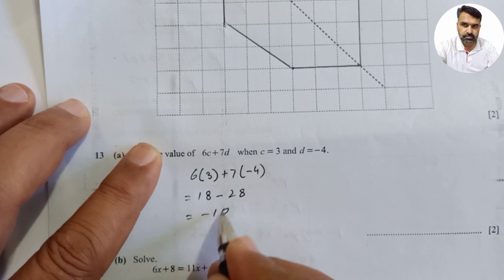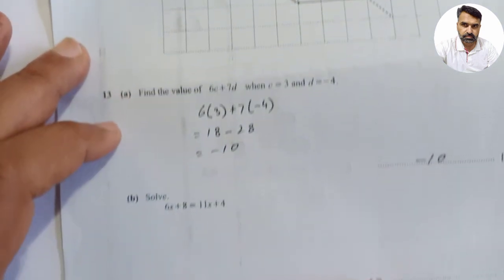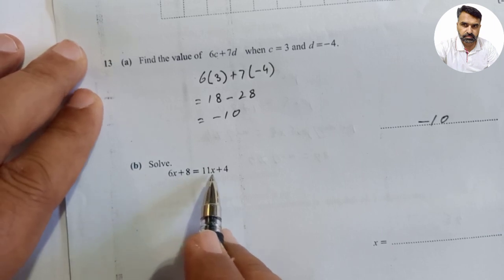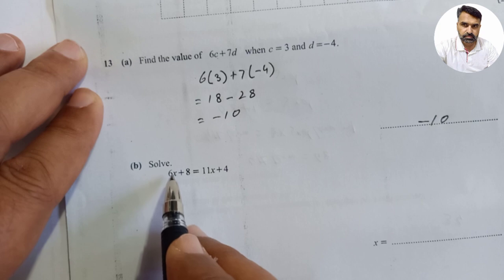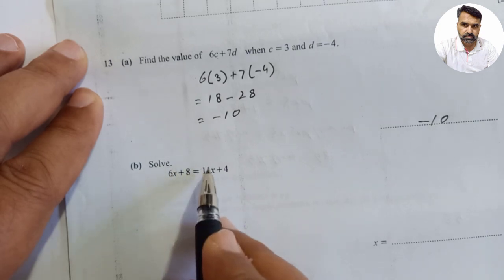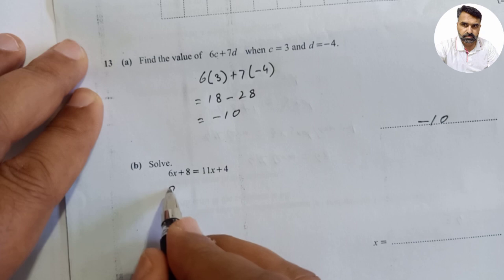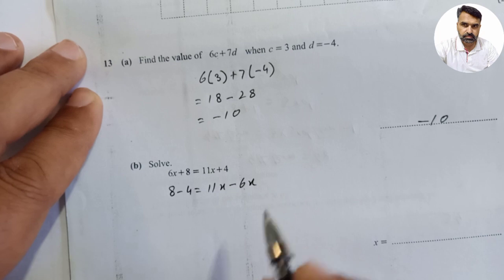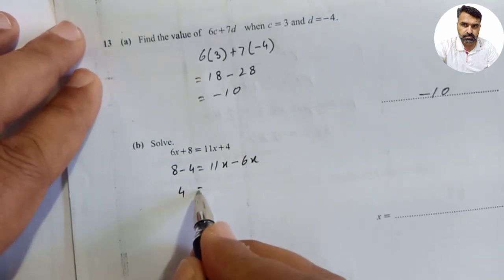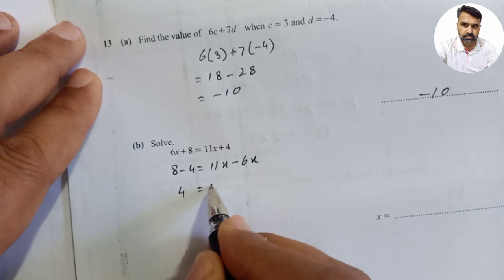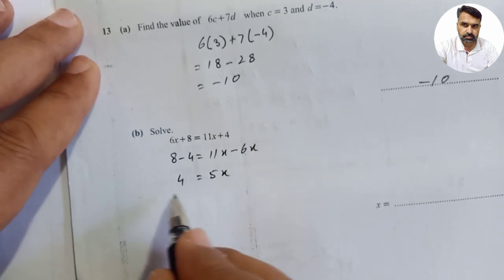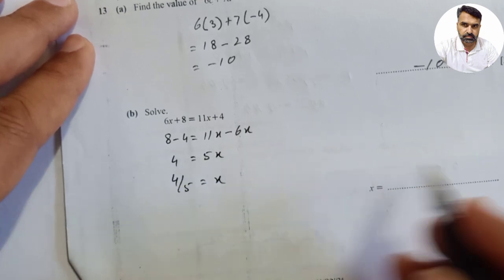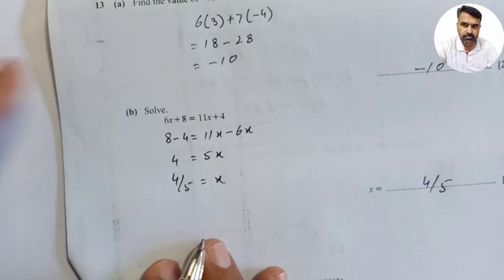18 minus 28 means minus 10, so the answer is minus 10. Now students, B part of the same question is 6x plus 8 is equal to 11x plus 4. We will take the like terms on one side. I will transfer 6x toward right and 4 toward left, and it will become 8 minus 4 is equal to 11x minus 6x. So 8 minus 4 means 4 is equal to 11 minus 6 means 5x, and 5 is multiplying with x. When we transfer it to the other side, it will divide, and 4 divided by 5 is equal to x. So the value of x is 4 by 5.